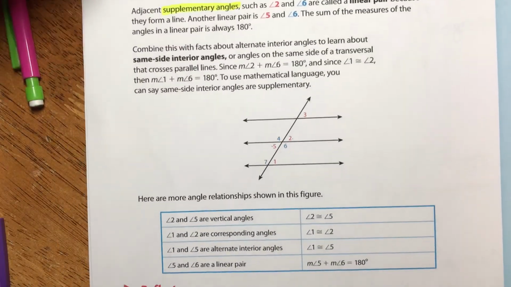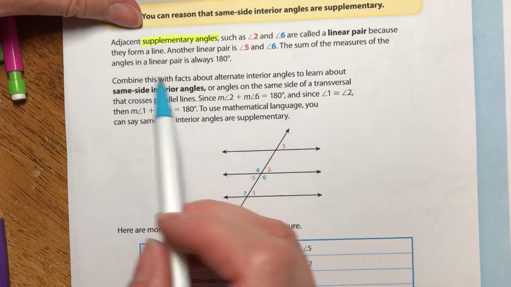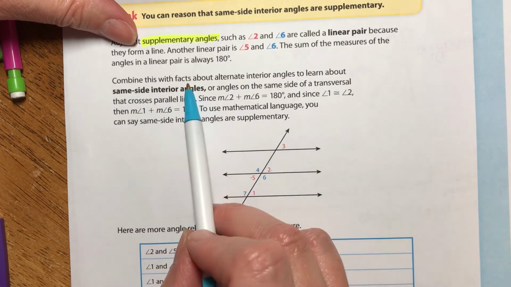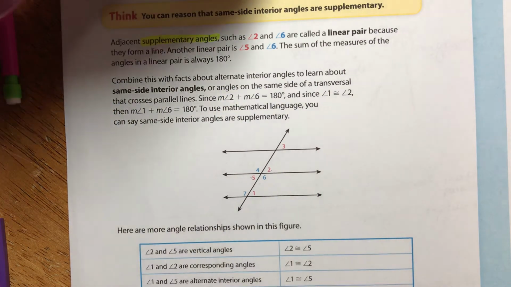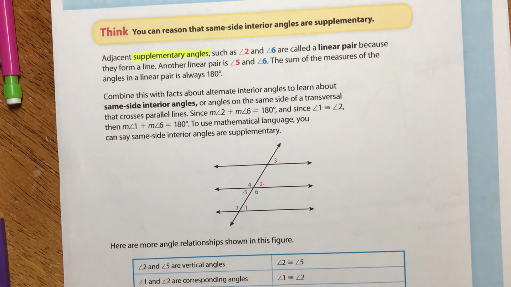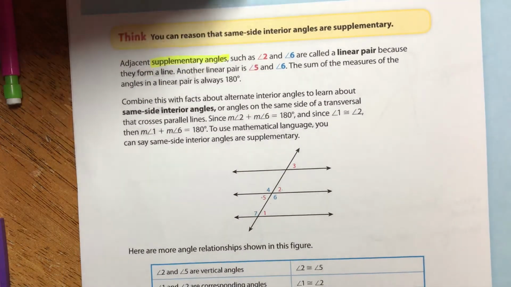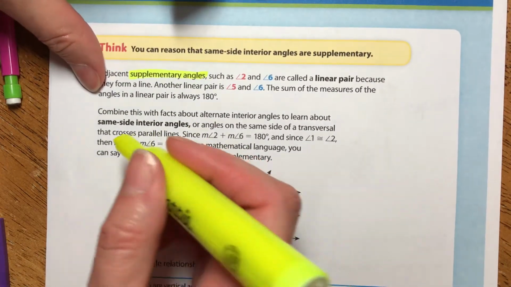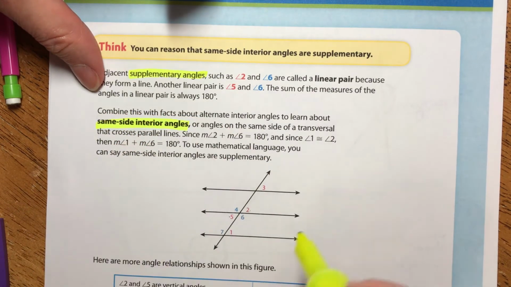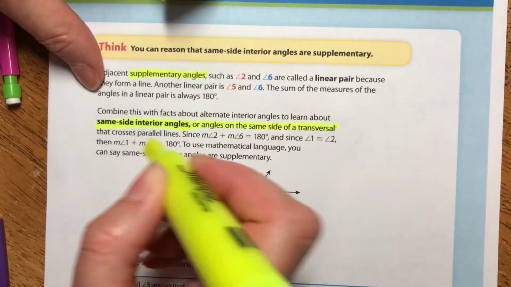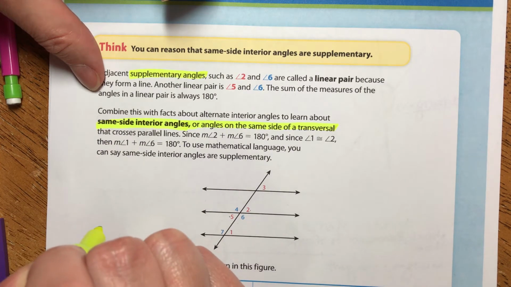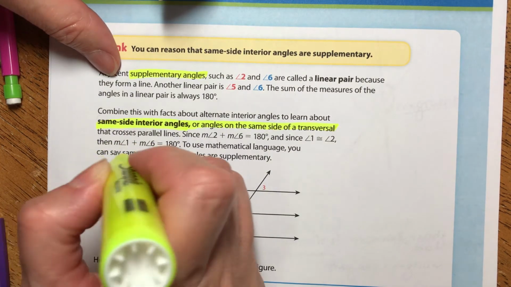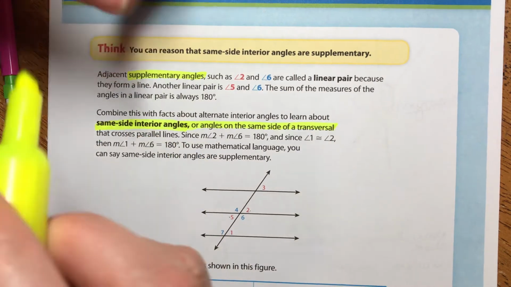Okay. More vocab. Combine this with the facts of alternate interior angles to learn about same side interior angles. All right, I got another one. So think of how we figured it out before. Same side interior angles are angles on the same side of the transversal, right? That crosses the line, and they're on the inside. Okay, I'm just going to leave it at that.